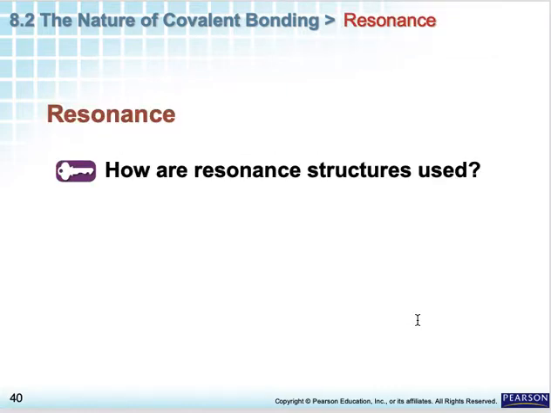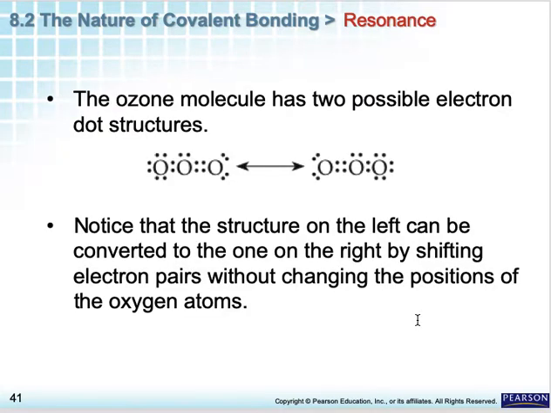Resonance. How are resonance structures used? When I have a molecule that has a single bond and a double bond, it's often neither of those two structures, but kind of an average of the two. So if I have a double bond on the left or on the right, they flip back and forth. And so it's really an average of those two.